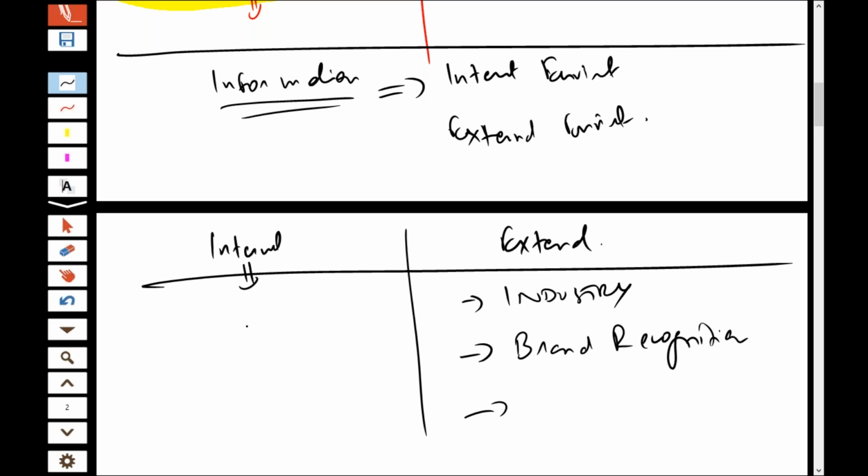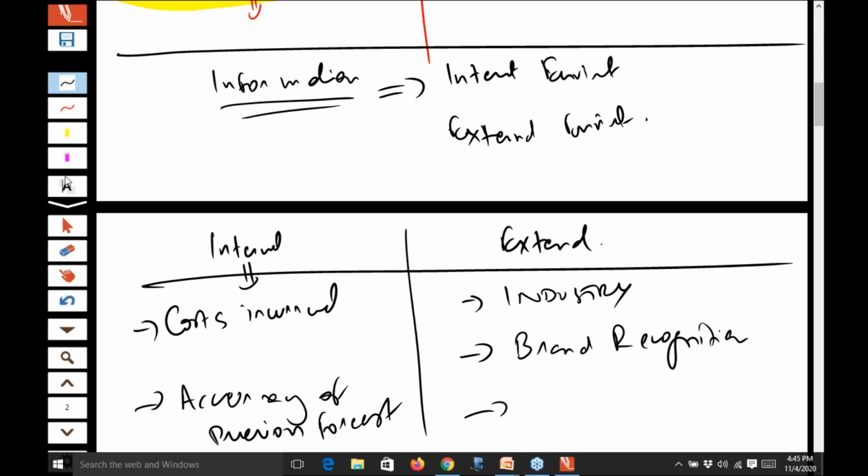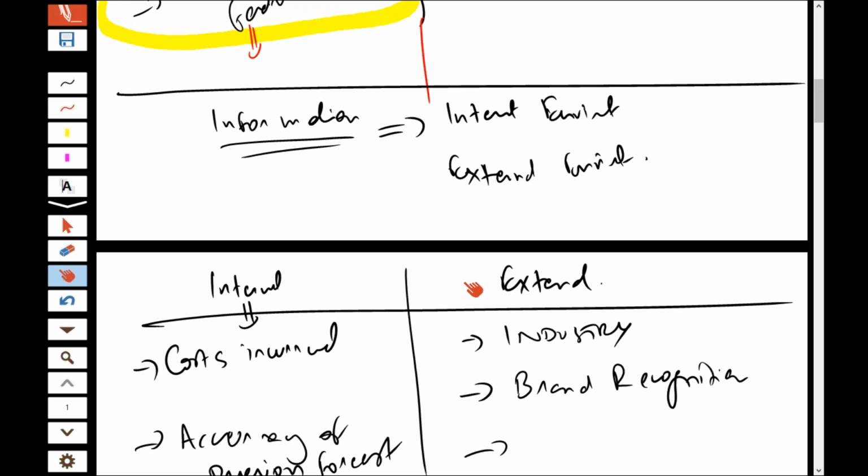Now, what could be the internal sources of information that could be used? It's actually the costs incurred in the film production. Furthermore, the accuracy of the previous forecast. You see what happens is, this specific organization, what is it trying to do? This specific organization is trying to achieve its objective. This specific organization is going to be trying to achieve its goal.